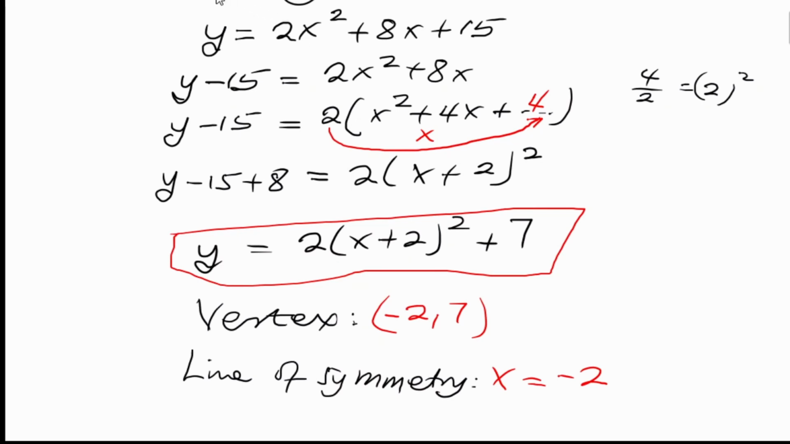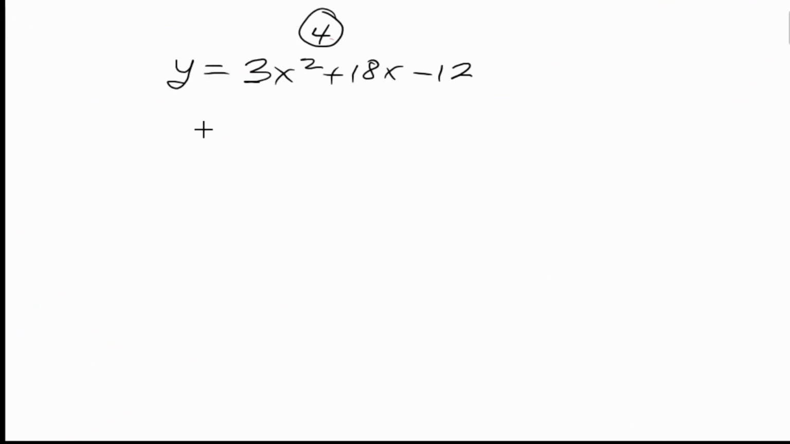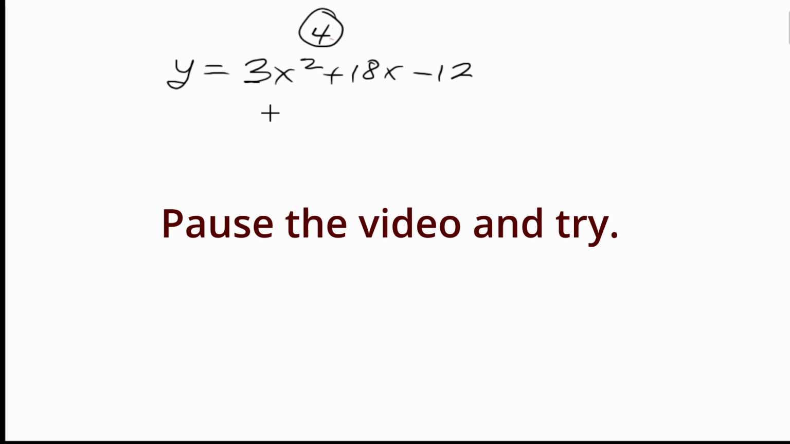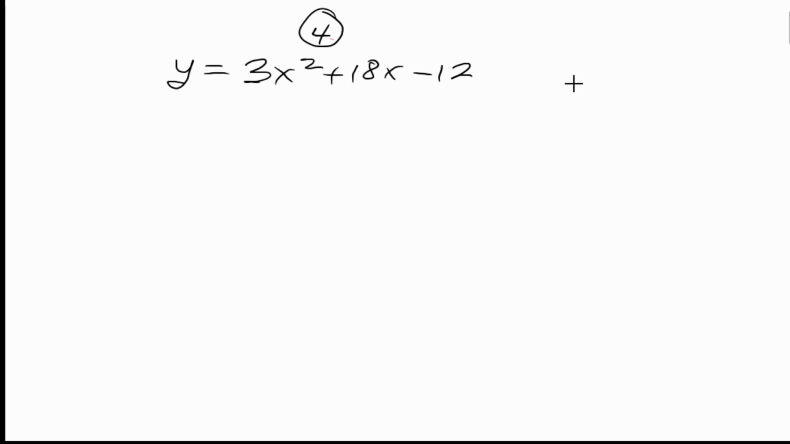Then let's take another example. In example 4, we have to find the coordinate of the vertex of y equals 3x squared plus 18x minus 12 without graphing. And since this example 4 looks just like the example 3 we solved, I would like you to pause the video and try on your own. Alright, I'm sure you got the coordinate of the vertex to be negative 3 and negative 39. If you were able to get that, congratulations. If not, let's all work it together and see.